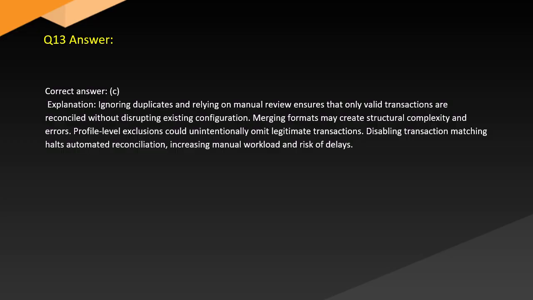Answer. Correct answer: C. Explanation. Ignoring duplicates and relying on manual review ensures that only valid transactions are reconciled without disrupting existing configuration. Merging formats may create structural complexity and errors. Profile-level exclusions could unintentionally omit legitimate transactions. Disabling transaction matching halts automated reconciliation, increasing manual workload and risk of delays.